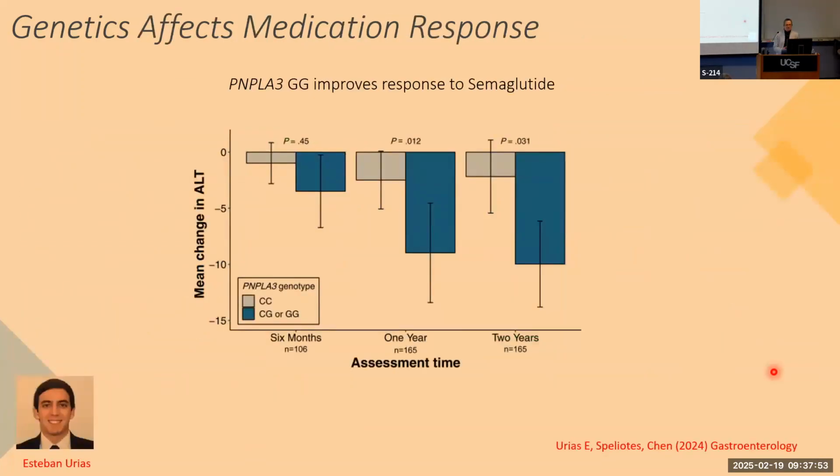Furthermore, we also looked to see whether the genetics could actually affect response to medication. And here, in our Michigan Genomics Initiative, we looked to see how people that were on semaglutide and also had the PNPLA3 variant affected their change in ALT. What you can see at 6 months, 1 year, and 2 years is that the people that had the GG or the CG actually responded better to semaglutide and dropped their ALT more. So again, gene-environment interaction, right? Just like I told you before, if you can find out what's wrong and reverse the environmental factor, the people most at risk are actually going to benefit more. And that's what this study shows.